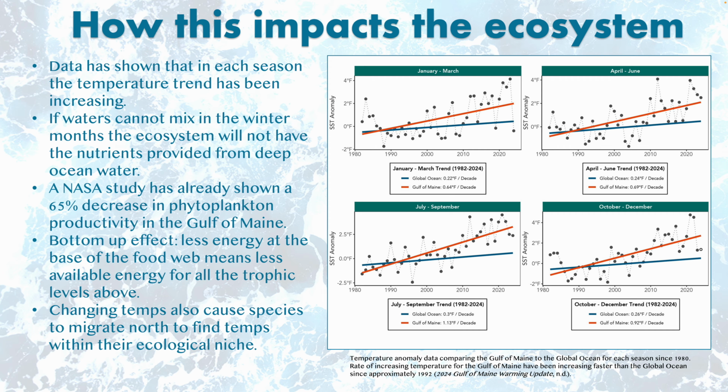If the temperature increases so much in the winter and fall that the thermocline remains present year-round, the ecosystem will not have enough nutrients provided by the mixing of the deep water with the surface water to support the population. A NASA study has already shown a 65% decrease in the amount of phytoplankton productivity in the Gulf of Maine. This means that the amount of available energy for the entire ecosystem decreases. The changing temperature also causes species that are mobile to migrate north to find temperatures within their ecological niche.